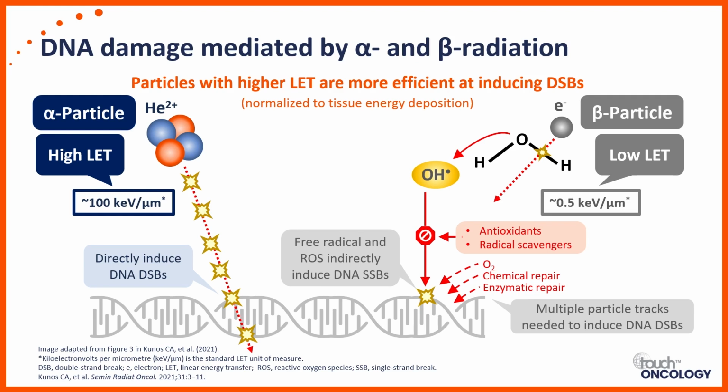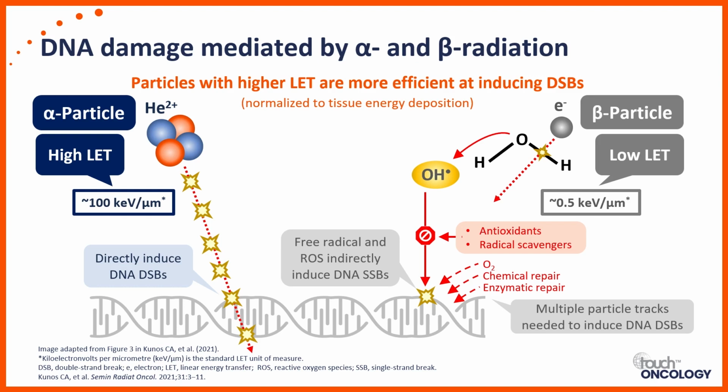And as a result, the primary mode of DNA damage for alpha particles is induction of double-strand DNA breaks. So a single alpha particle traversal of a cell nucleus is likely to induce a large number of double-strand breaks in the DNA, as opposed to beta particles, which will induce small clusters of damage, primarily single-strand breaks that will build up, given adequate dose and dose rate, to lethal double-strand breaks.